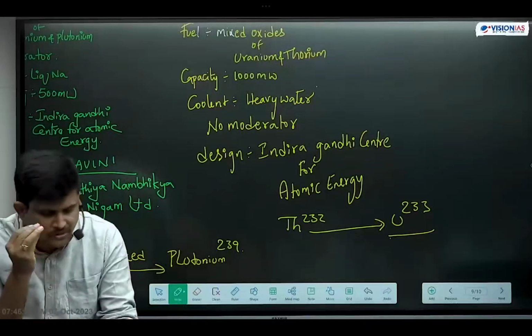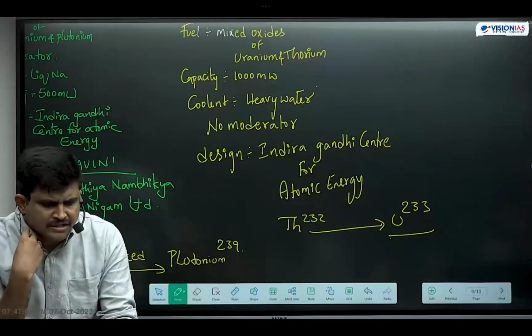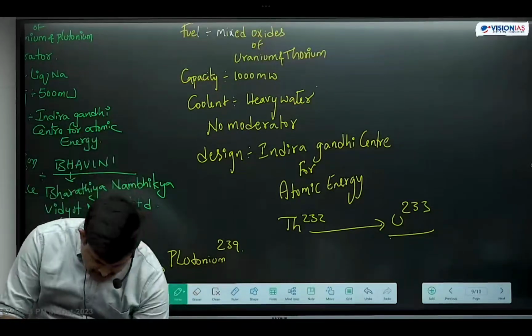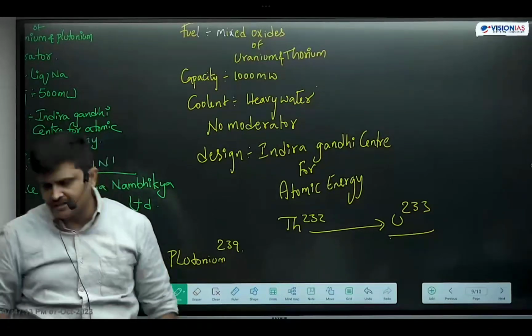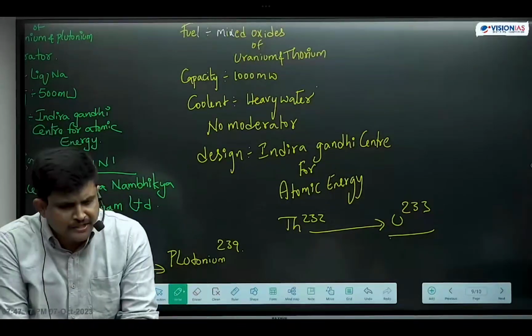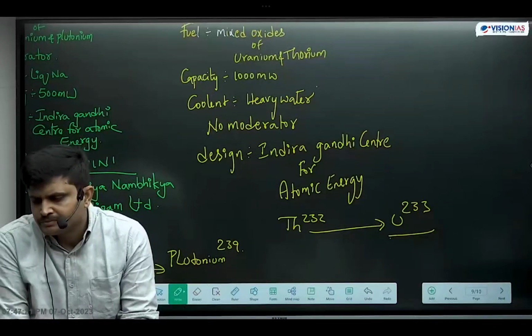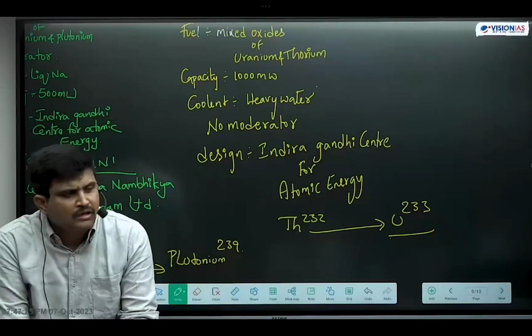Next one. In the initial stages of the nuclear power program, India doesn't have any enrichment facilities. India doesn't have any enrichment facility. Hence we used unenriched uranium.